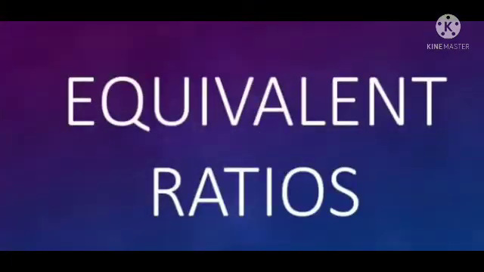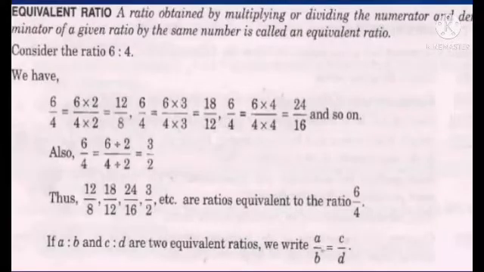Equivalent ratios. A ratio obtained by multiplying or dividing the numerator and denominator of a given ratio by the same number is called an equivalent ratio. Here is an example showing equivalent ratio.